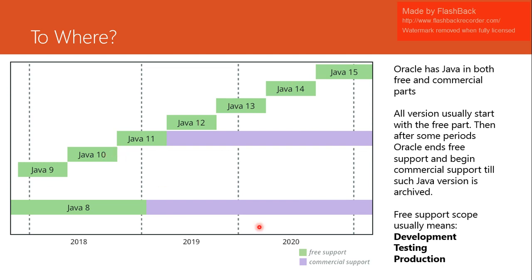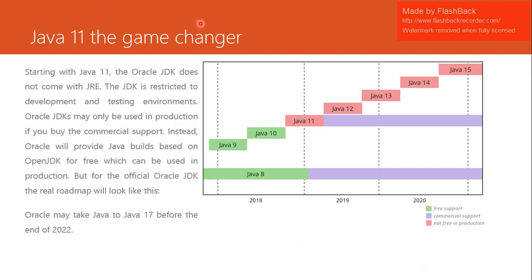So now, free support scope usually means development, testing, and production. That is, until the game changer, where Java 11 changed the game. Usually, when you install the Java JDK, you should have the JRE, as I said earlier, until Java 11, where the JDK doesn't contain the JRE again. Technically, it means Java only gives free support for Java 8, Java 9, and Java 10. Java 11 doesn't have free support.